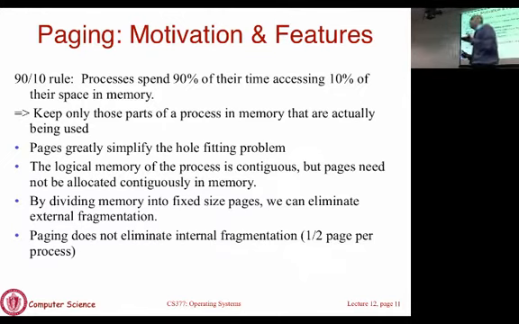So if you look at what a process is doing, what parts of its memory it is accessing during its execution, you will see that the 90-10 rule generally is followed by most process execution behaviors. So what does this observation help us do? How can we use this 90-10 rule to improve the efficiency of memory management?